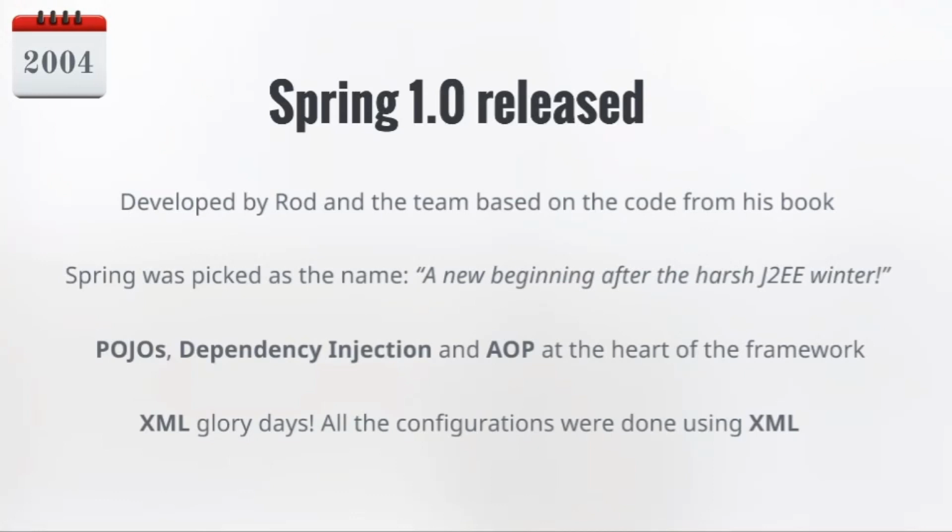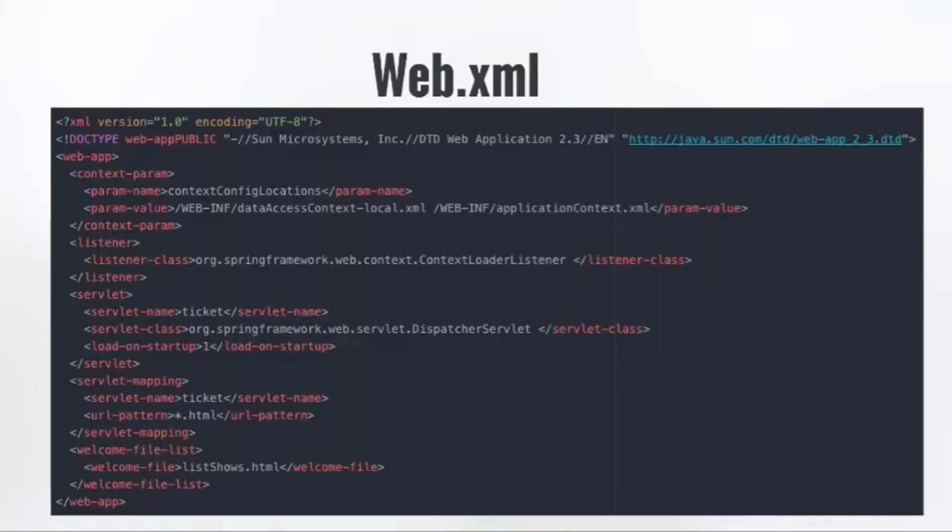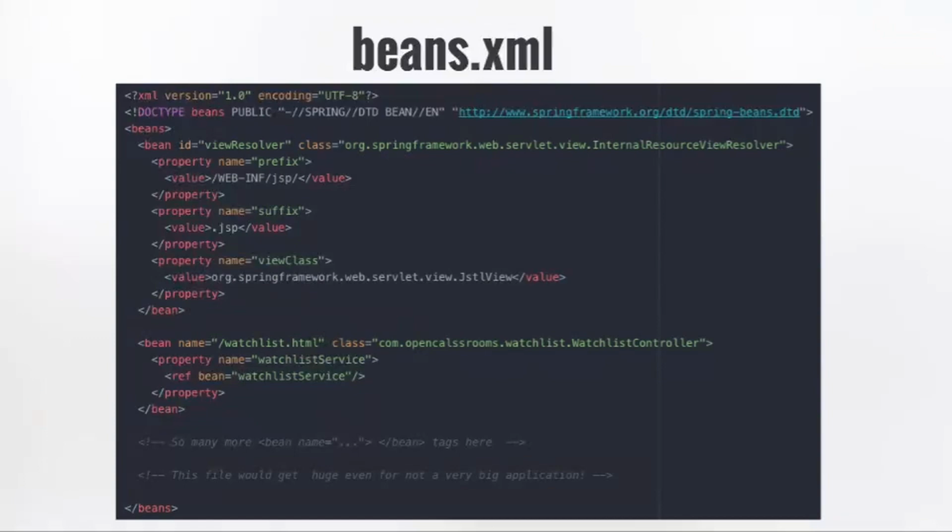So people call this XML glory days. Every application contained massive amount of XML files. At the same time, also the first version of Spring MVC was created. Spring MVC was created as a reaction to Struts to address some of the issues that was in Struts and also create an MVC framework that fits better in the whole Spring ecosystem. Like all the other parts of Spring framework, Spring MVC also heavily relied on XML configuration files to work. For any web application, for the very least, you would have to create a web XML file and a Beans XML file.